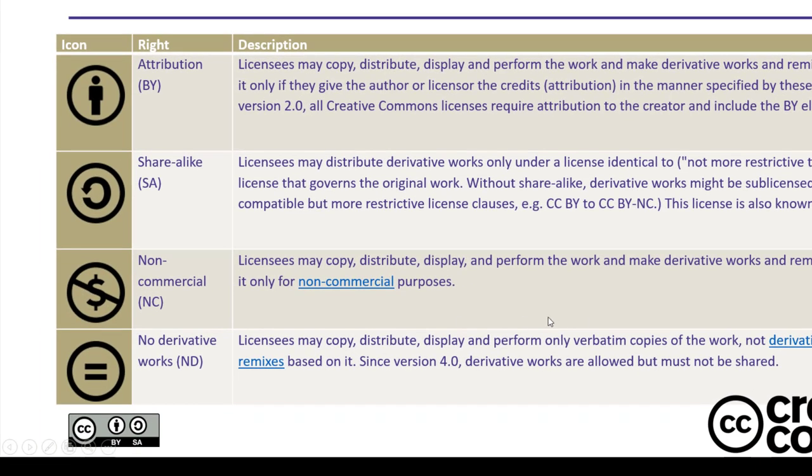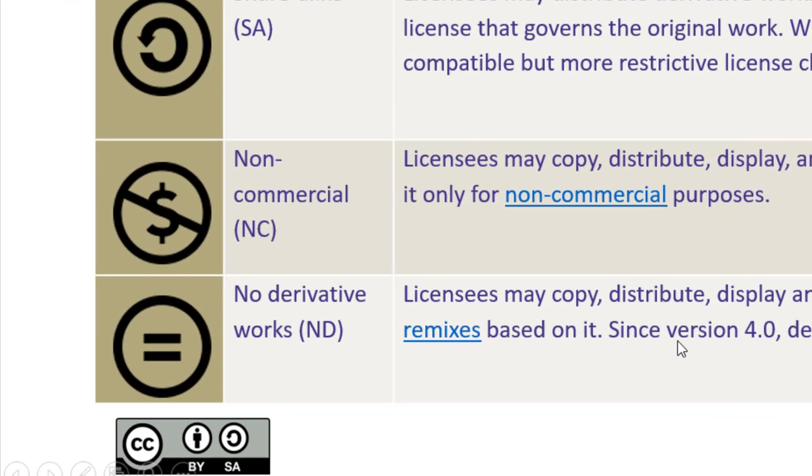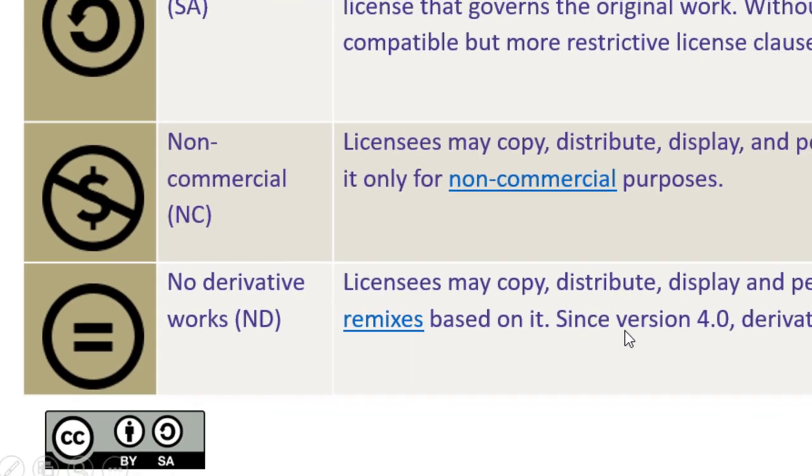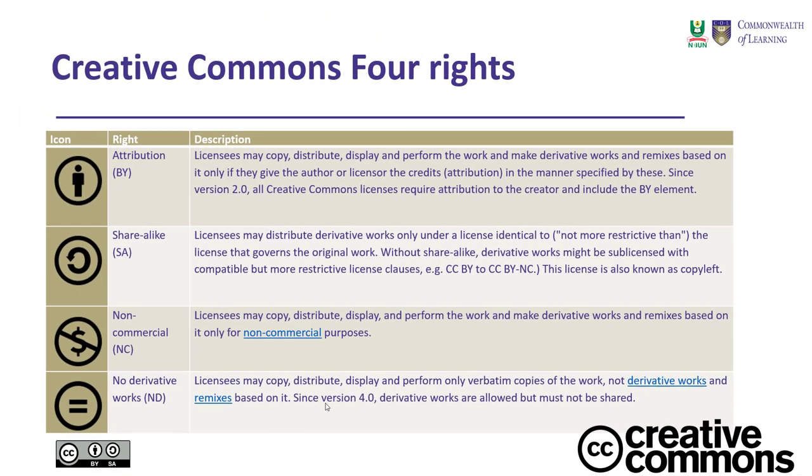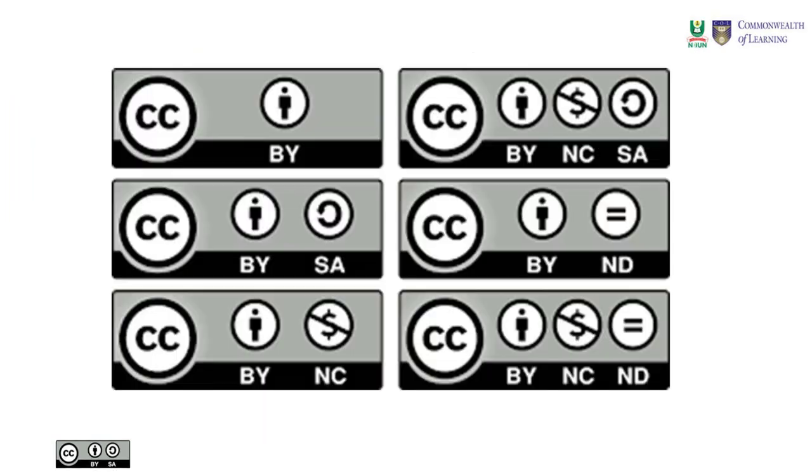Then the non-commercial, you can copy, distribute, display, but non-commercial. Non-derivative work, you can copy, distribute, display, but perform only verbatim copies of the work. Don't adapt, don't remix. Creative Commons has six different types of licenses, and we are going to look at them from the most permissive to the least.